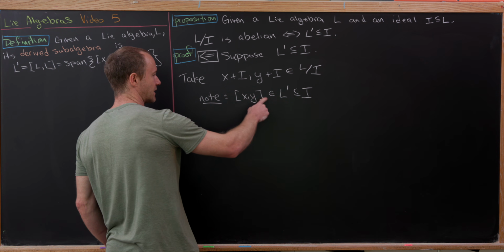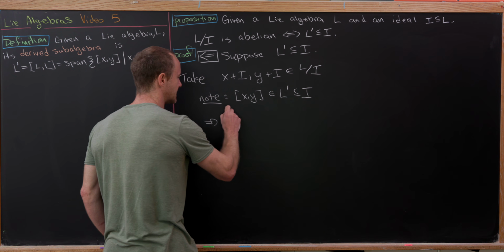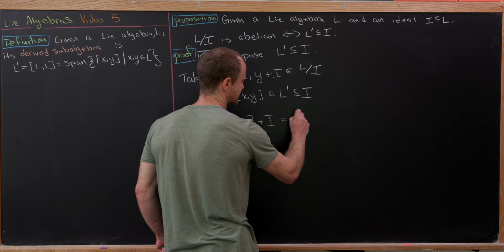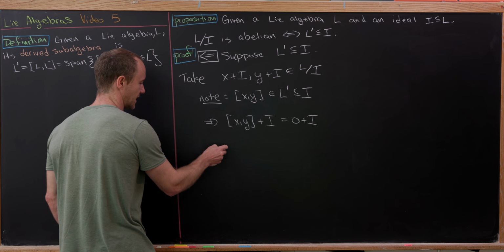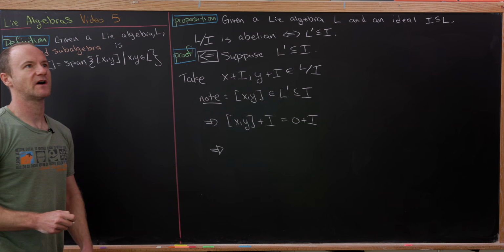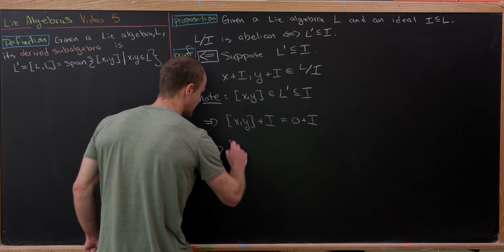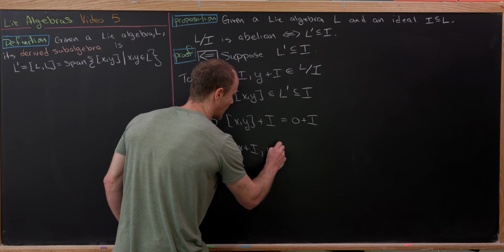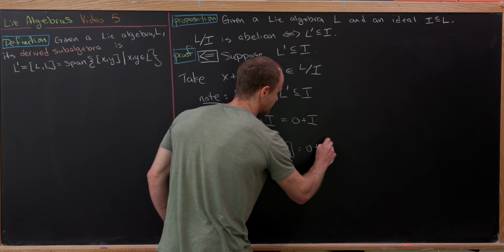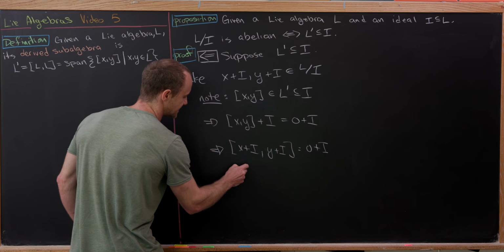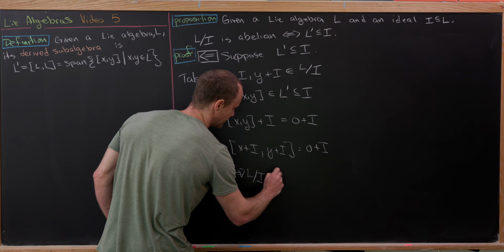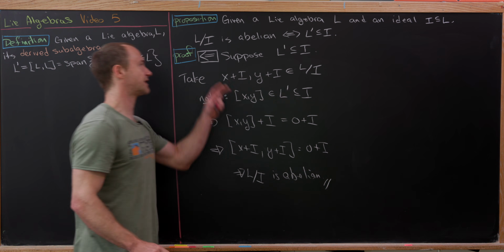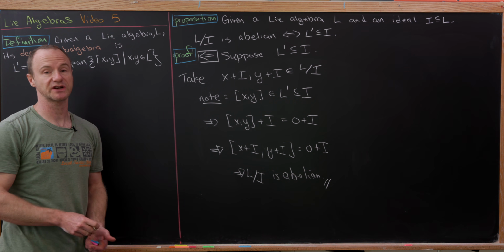But this element right here, being inside of I, means the coset bracket xy plus I is the same thing as the coset 0 plus I. But then, by the way that we define the bracket inside of the Lie algebra, this is the same thing as saying that the bracket of x plus I and y plus I is equal to 0 plus I. But this is exactly what we need for L mod I to be abelian. So it is abelian. Okay, good. So that finishes this backwards direction and we're ready to move on.